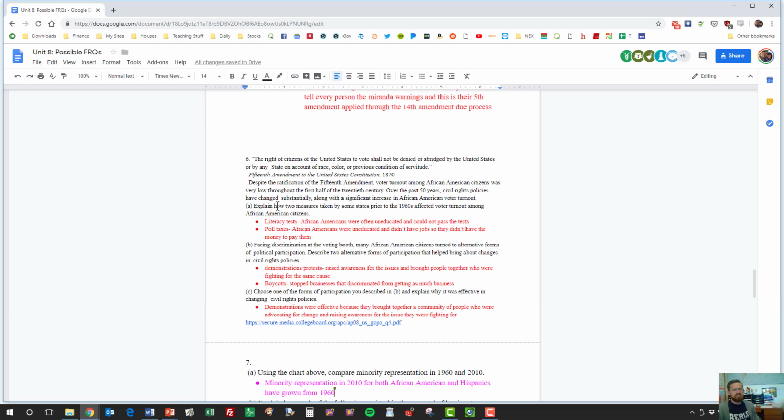This says, explain how 2 measures taken by some states in the 60s or before hurt voter turnout. This one sounds like a pretty easy question. Literacy tests, poll taxes, grandfather clauses. Those are 3 possible answers. Was grandfather clause on the key?